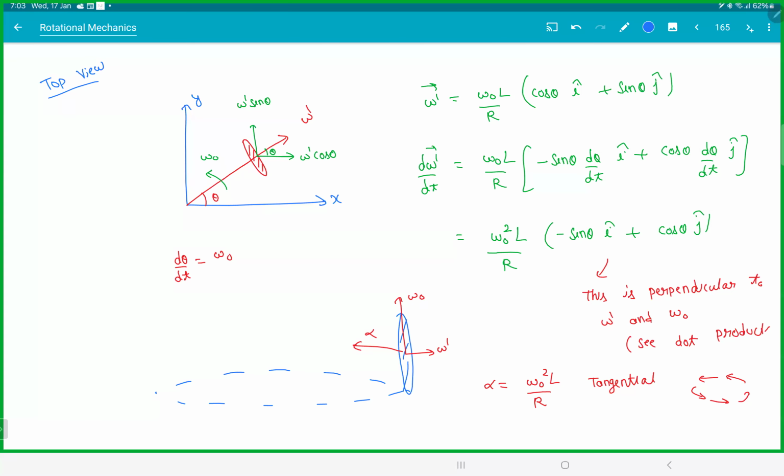So this is a technique you should know. Whenever you have something constant but it is rotating, you write an i cap, j cap, and then differentiate.